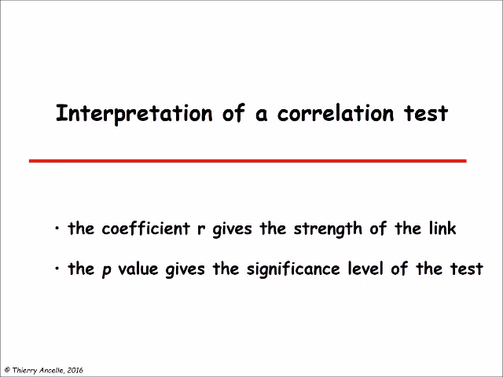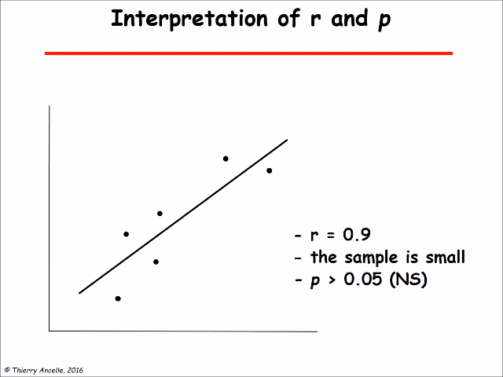How to interpret all the results given by a correlation analysis? You notice that this analysis gives two parameters: a coefficient R, ranging between -1 and +1, and a p-value. The R coefficient gives the strength of the link. The closer R is to 1 or -1, the stronger the link. The closer R is to 0, the weaker the link. While the p-value gives the significance level of the test, that's to say, the confidence with which it can be said that the link exists. You note that these two concepts are radically different.